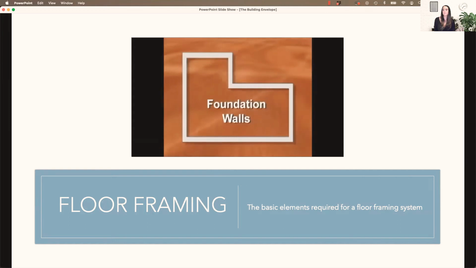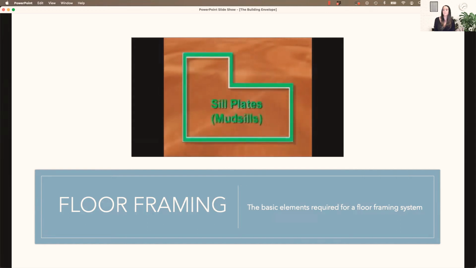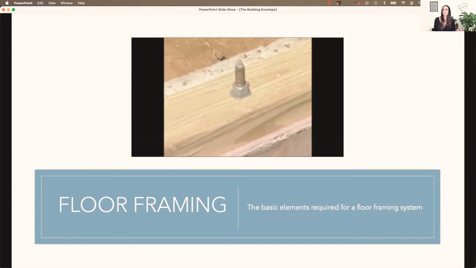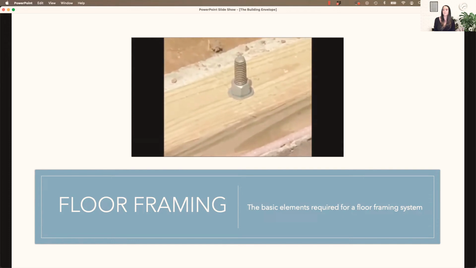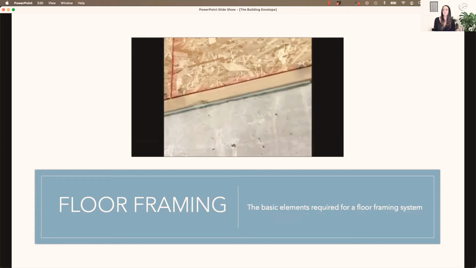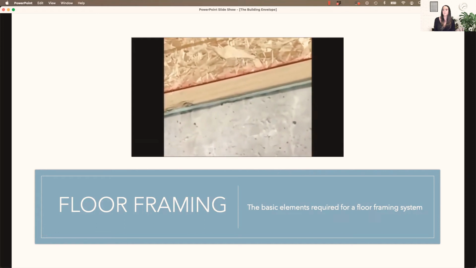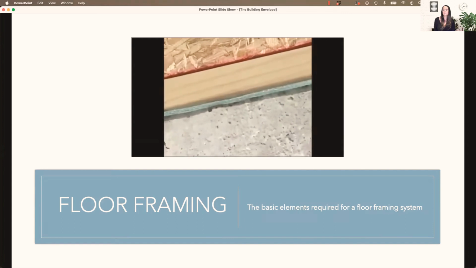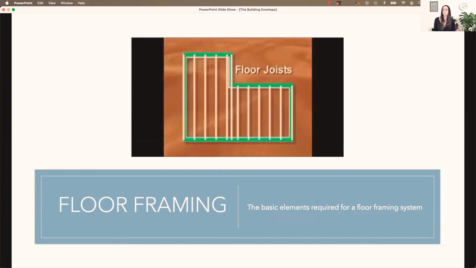At the base of the floor frame, directly on top of the foundation walls, are the sill plates or mud sills. The sill plates are attached to the foundation walls using anchor bolts embedded within the concrete. A sill sealer is installed between the plate and foundation wall to keep out insects and prevent drafts. The sill plates provide a flat, level nailing surface for the installation of the floor joists.